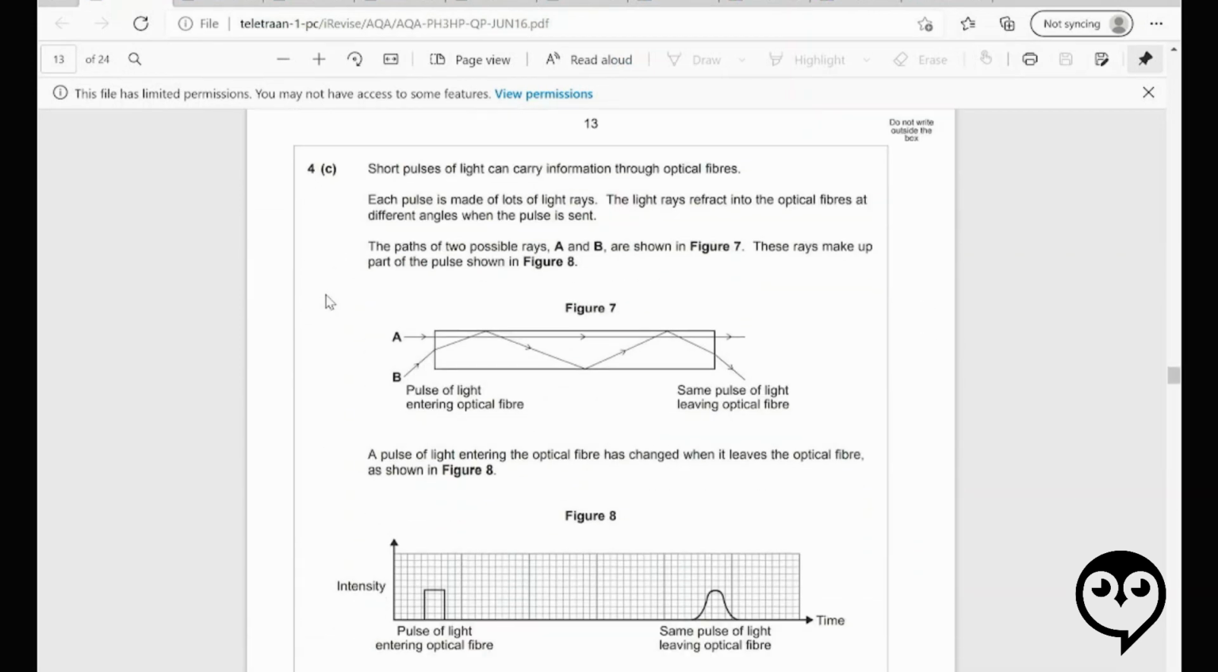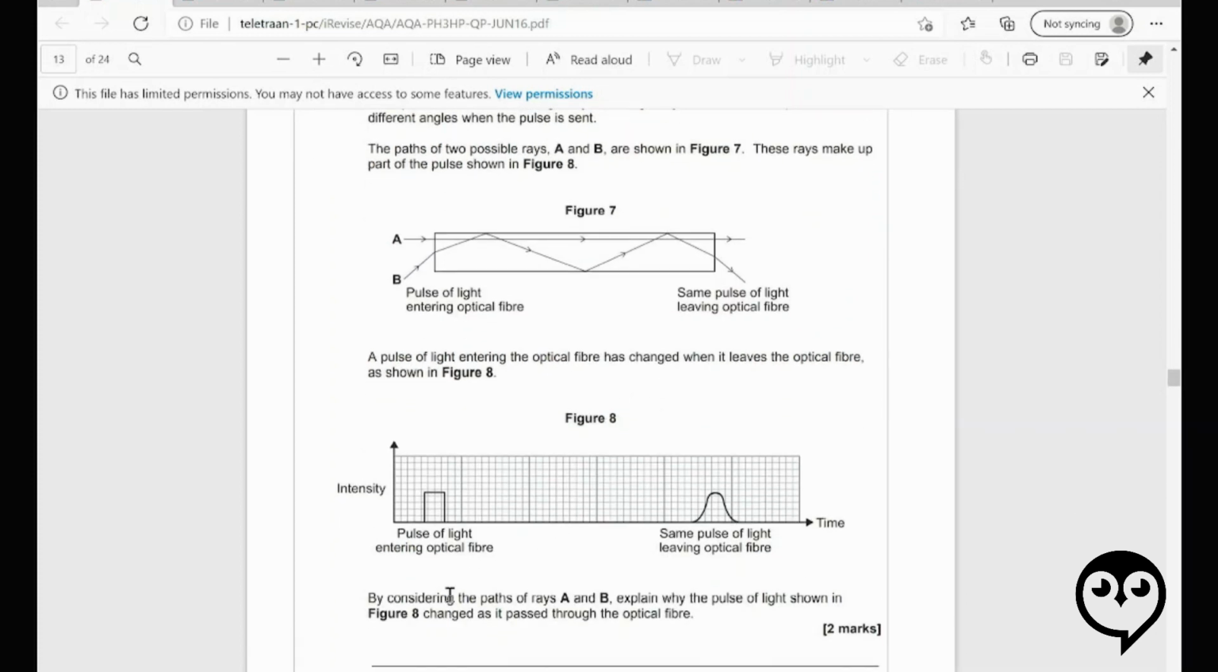All right. Okay, moving on to C here, right? So you've got short pulses of light can carry information through fiber optics. Each pulse is made of lots of rays of light. In this particular case, you've got ray A and B, and they're going through this. Okay. You've got a pulse of light entering and you've got it leaving. Now they're asking you to compare down here. Consider the paths of rays A and B and explain why the pulse of light shown in figure A in figure B is changed. Okay, well, it's not as high, the intensity is not as great as it was, and it seems to me like the time for this pulse to pass through is kind of a little more blurred, it's a little more spread out.